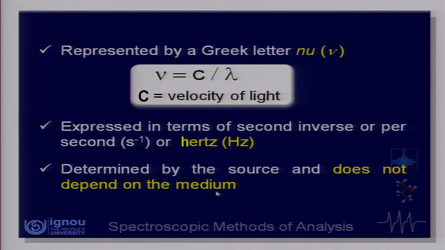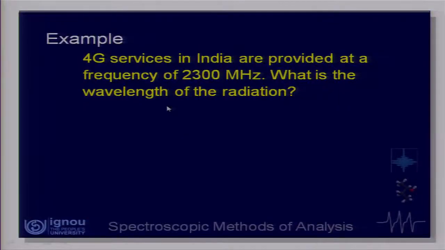Okay. Let us move further and take up an example, because nowadays we are talking about 4G services in the mobile sector in the Indian context. These 4G services in India are provided at a frequency of about 2300 megahertz. So, what is the wavelength of the radiation? Let us try to solve this simple problem, just an application of the formulas we just learnt.